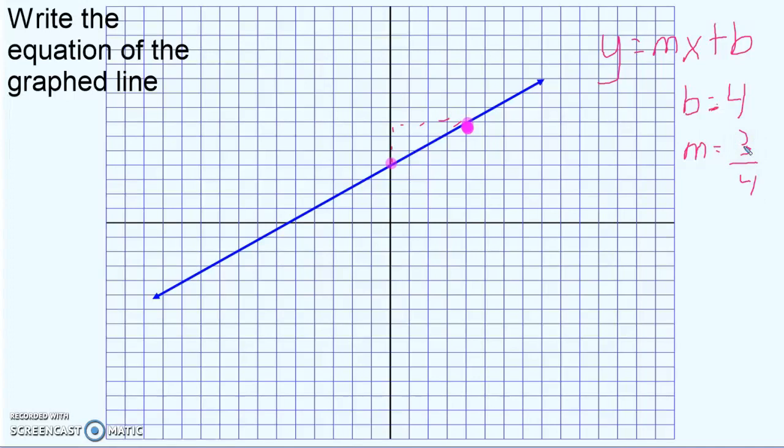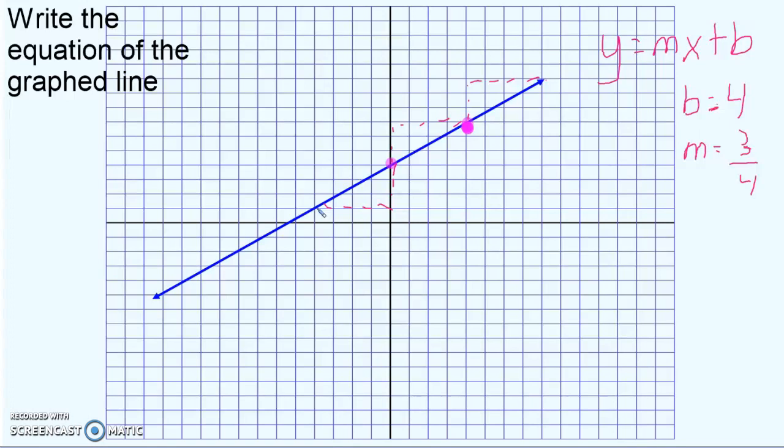And we could double check that with another point. We could go up 2, 3, and over 2, 3, 4, and you see that there'd be a point there. We could also go down 3 and back 4. Down 2, 3, and back 2, 3, 4. And we do see that there is a point there. So we do know that that would be our slope.